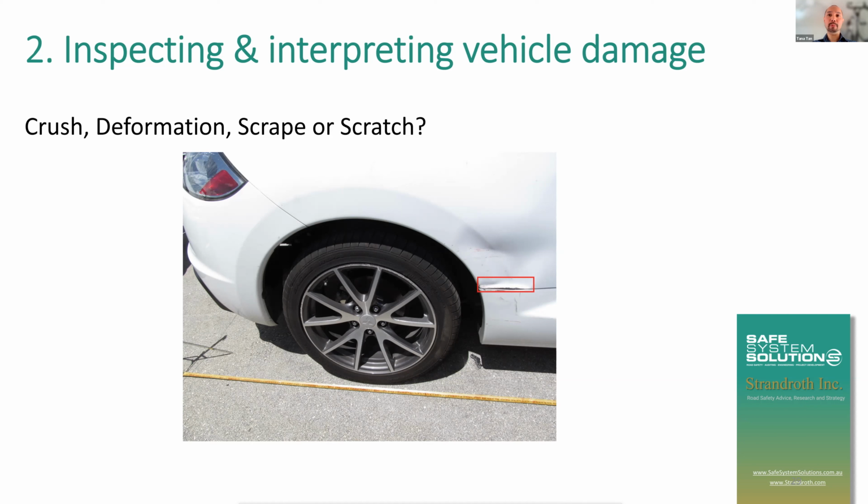So this vehicle is damaged by another vehicle. It's a secondary impact. So the other vehicle basically spun and contacted this vehicle very, very lightly here. You can see that it's not a scratch because there's actually an indentation there. So hence this is a scrape.